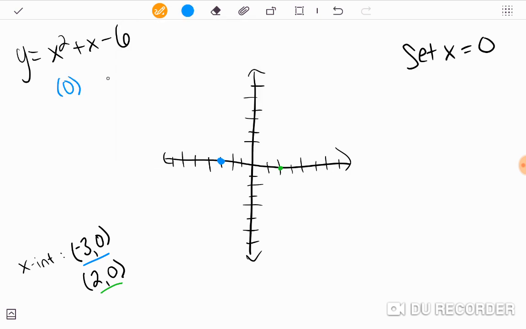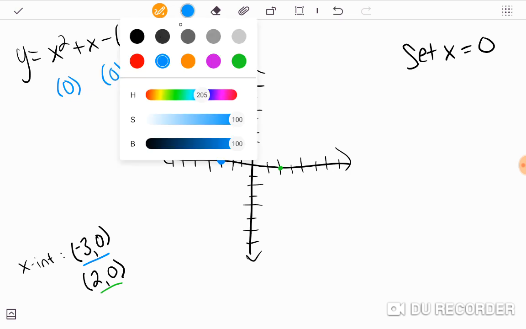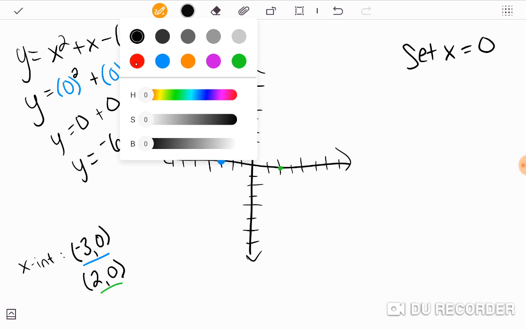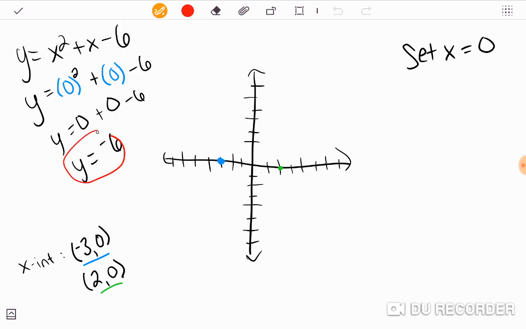We have 0, and we have 0. I'm going to fill in everything else. I just want those zeros to kind of stand out. Okay, 0 squared, 0 times 0, just 0. Okay, well that's just a 0, and we have our -6. 0 plus 0 is 0, 0 minus 6, -6. That means, let's make this stand out, we'll make it red, our y equals -6, so 1, 2, 3, 4, 5, 6.